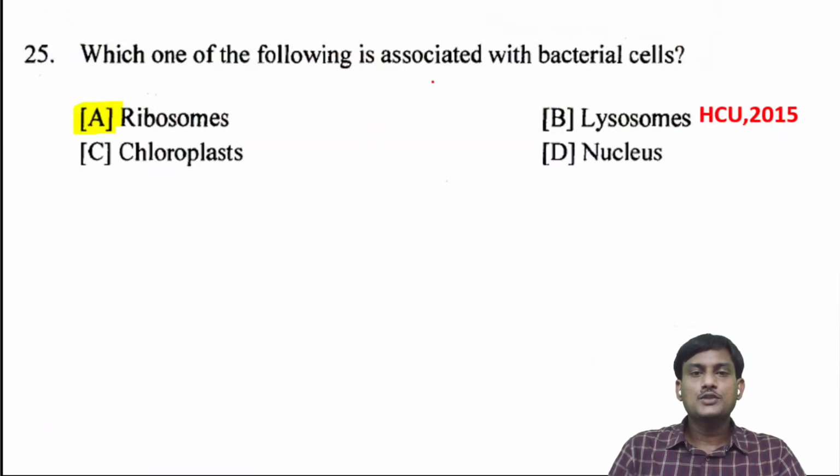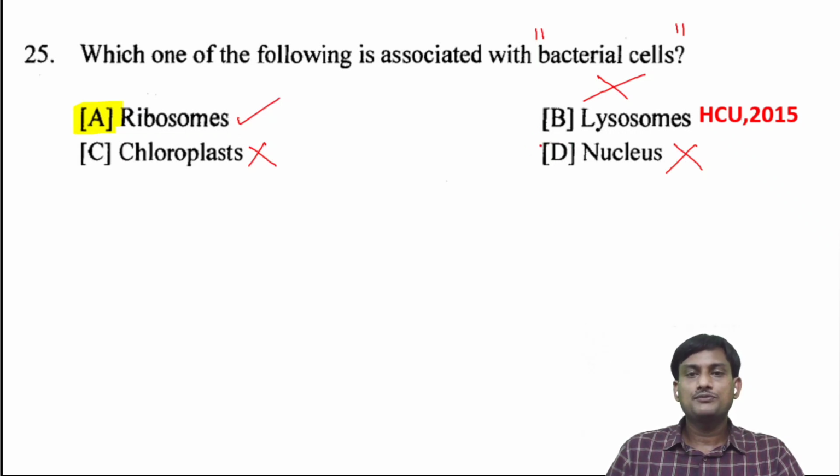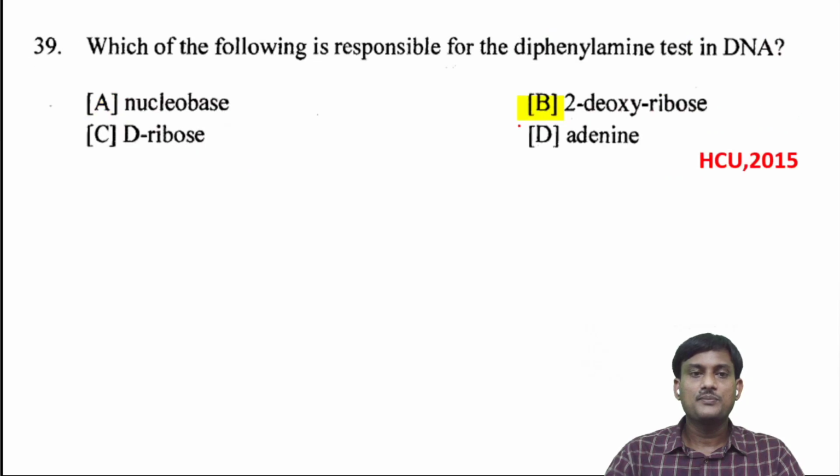Which one of the following is associated with the bacterial cells? When you compare bacterial cells with animal or plant cells, bacterial cells contain ribosomes, but there are no lysosomes, no chloroplasts, and also no nucleus. Since there is no nuclear membrane, there is no nucleus. In bacterial cells, we can find ribosomes. The remaining organelles cannot be found in bacterial cells.